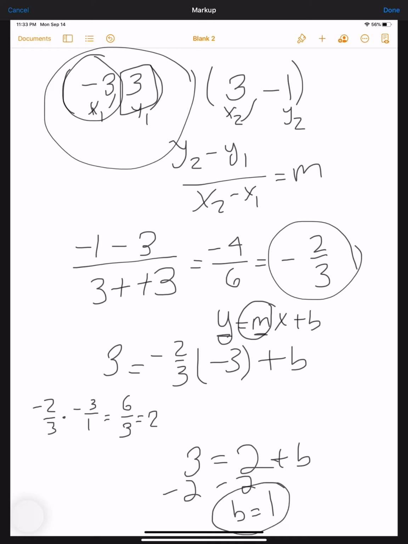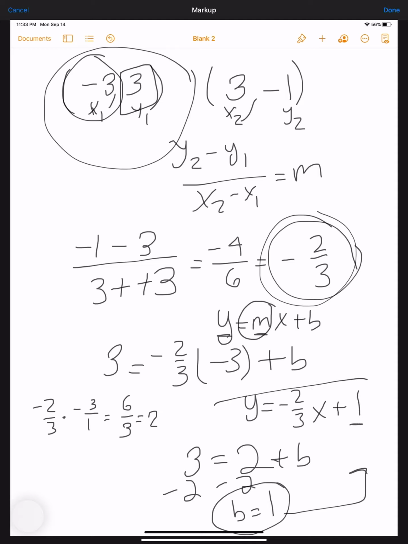So now I'm not done. I'm almost done. I'm going to rewrite my equation now with my b value. So my y, it could be anything. My slope we had figured out is -2/3, right? And then x, whatever that x value will be, plus that 1, because now we have our b value. So our equation would be y equals -2/3 x plus 1.